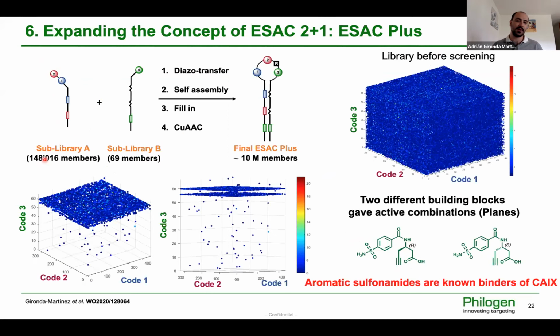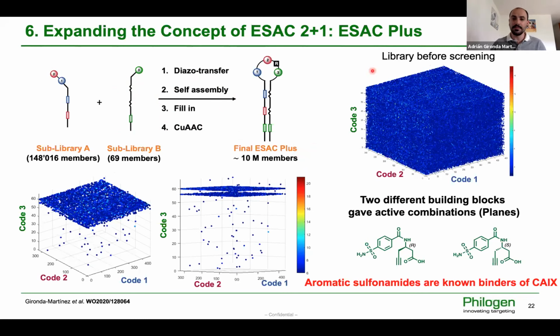In this case, we have 1,480 different amines that can be converted by a diazotransfer reaction into their corresponding azides, and 69 different acid terminal alkynes that will link to this DNA strand. After self-assembly and filling, and after click chemistry reaction, we are able to obtain our final ESSAC Plus library, which is composed in this case of almost 10 million members.